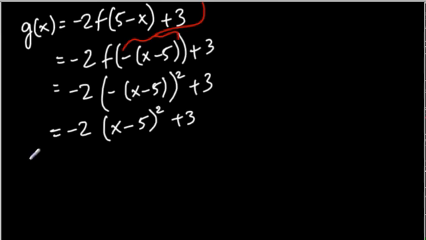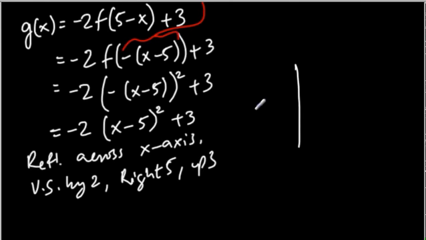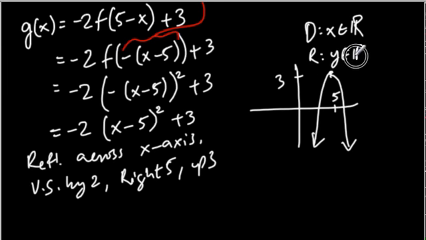So anyways, what this means is it's a reflection across the x-axis, vertical stretch by 2, right by 5 and up 3. In other words, it'll face down, and it's to the right 5, up 3. So here we go, it's going to go down like this. The domain is still x is an element of reals, and the range is y is an element of reals, and y is less than or equal to 3.